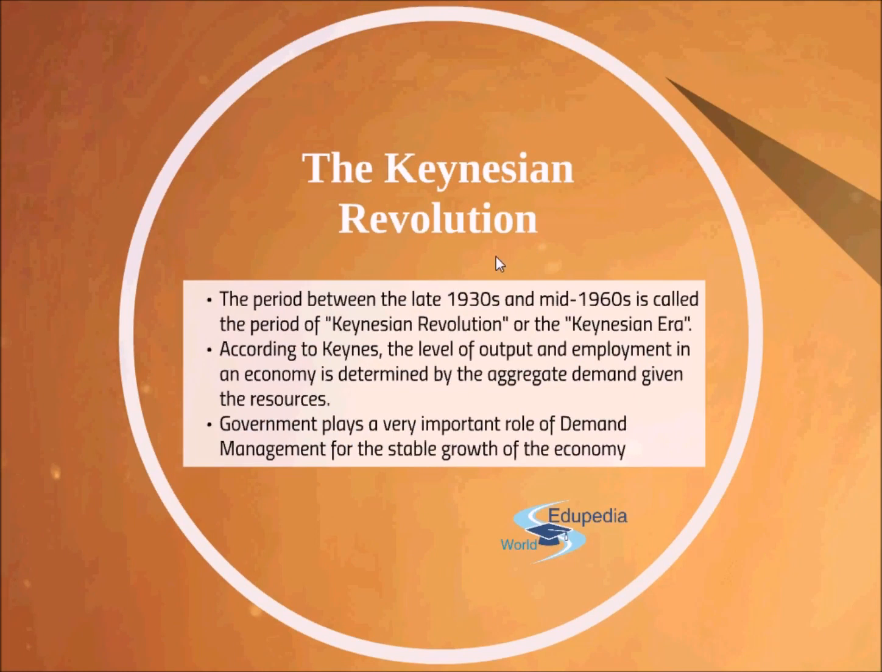See, due to the Great Depression in 1930, the approach given by classical economists basically collapsed, and the economy was looking for a fresh approach. At that time, Keynes published his General Theory, which laid down a new foundation of macroeconomics. The period between the late 1930s and mid 1960s is called the period of the Keynesian revolution or the Keynesian era. According to Keynes, the level of output and employment in an economy is determined by aggregate demand, given the resources. Now I'll show you the assumption of Keynes under this approach.